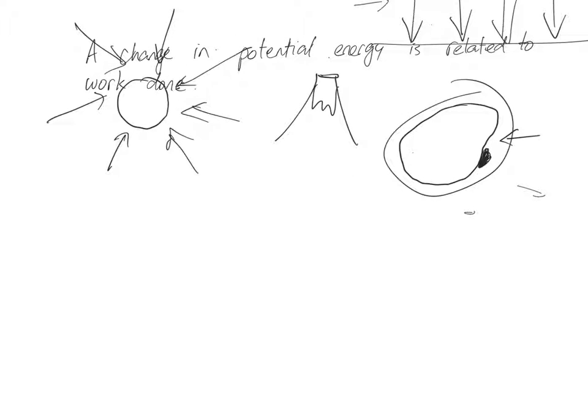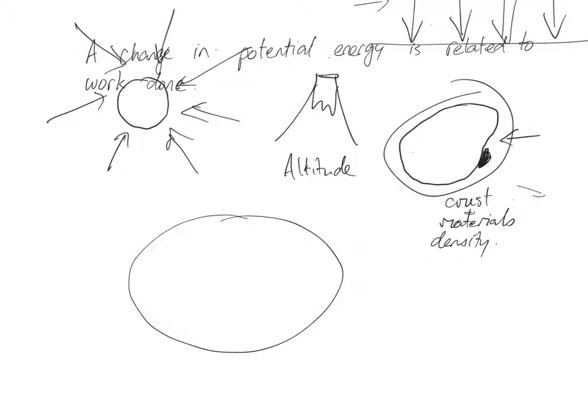So that was altitude, crust, and materials that make up the crust, such as the density, more dense rock, etc. The shape of the Earth is slightly egg-shaped, with a smaller radius here than here. So R1 is greater than R2. That'll give a lower level for gravity here than over here at the North Pole or the South Pole.